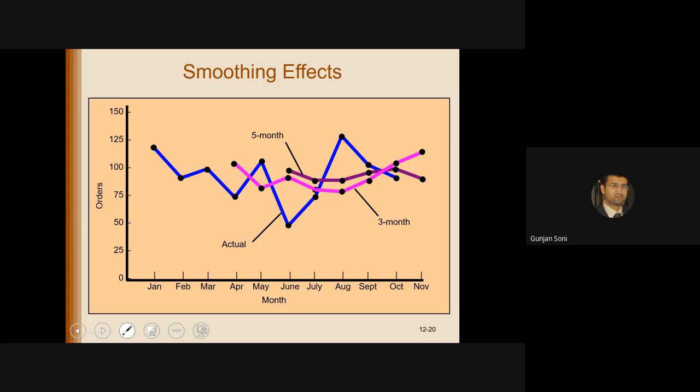And if you have to do production, would you prefer a demand which is of pink color, or would you prefer a demand which is of purple color? Think from the manufacturer's point of view. What would he like?